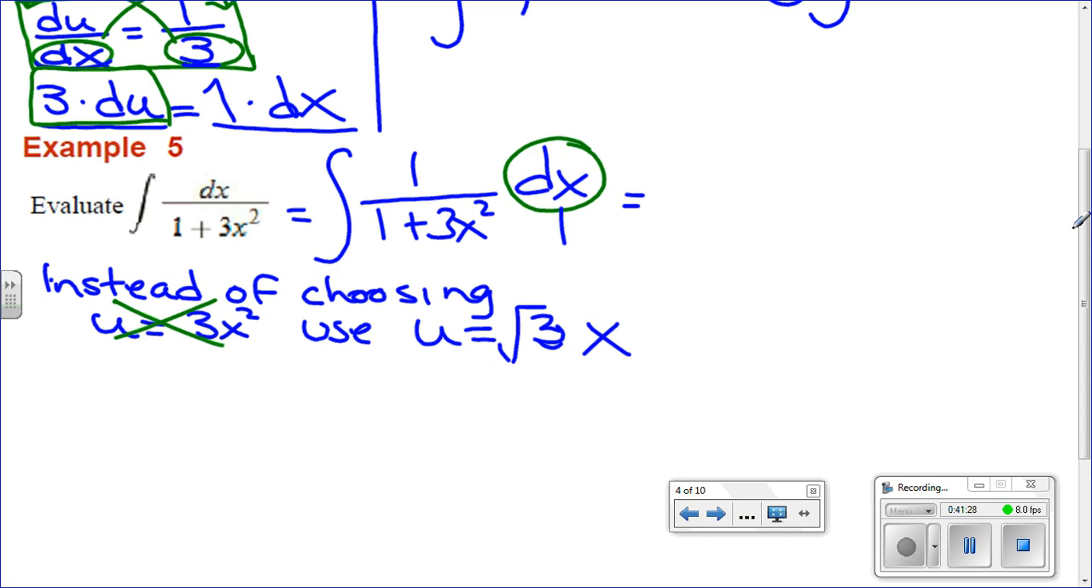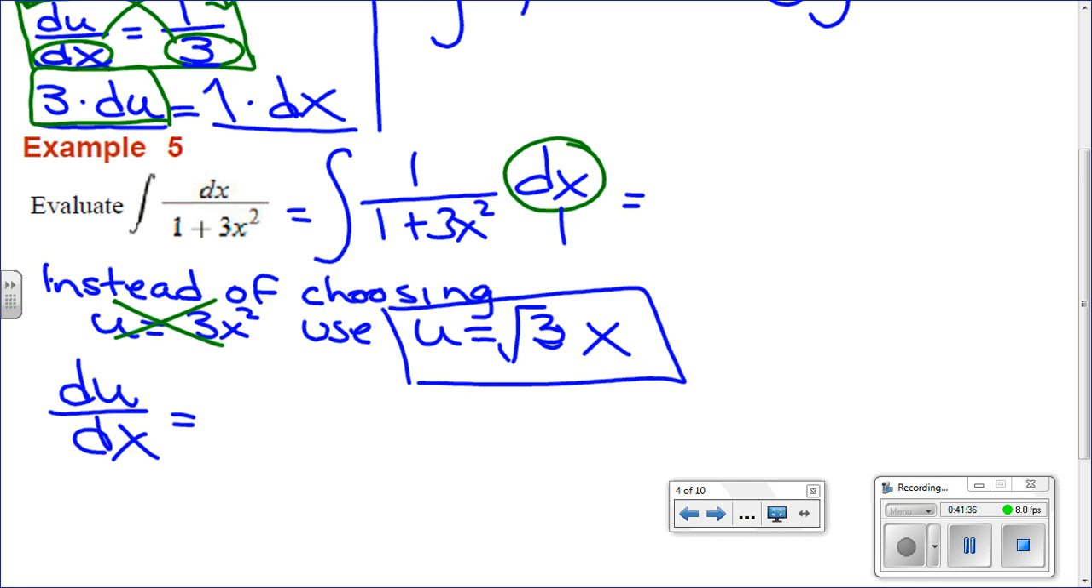Alright, so now we take the derivative of u. Look at this one. What is the derivative? It's very easy. It's 1 times the square root of 3. Like if you have a function that is 2x, what's the derivative? Just 2, right? The coefficient. So if we have the square root of 3 times x, the derivative is just the square root of 3.